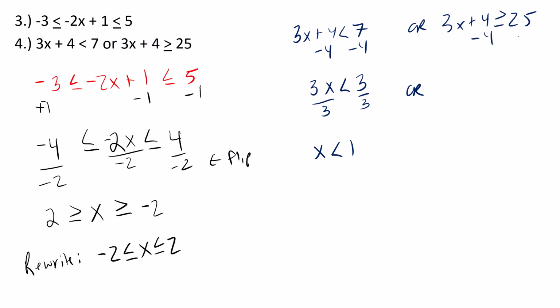Or coming over here and subtracting 4 gives us 3x is greater than or equal to 21, and dividing by 3. And remember, there's no flip there because you're not dividing by a negative. And we get x is greater than or equal to 7, and that is or. So x is less than 1, or x is greater than or equal to 7.